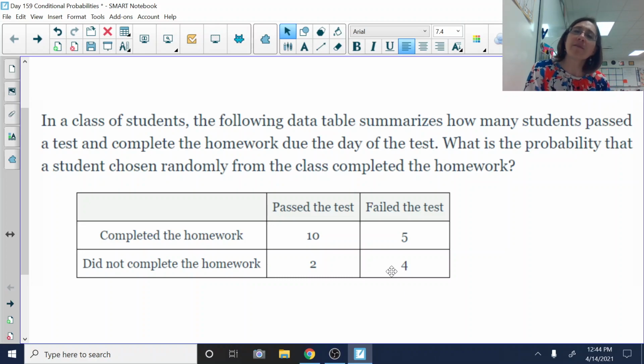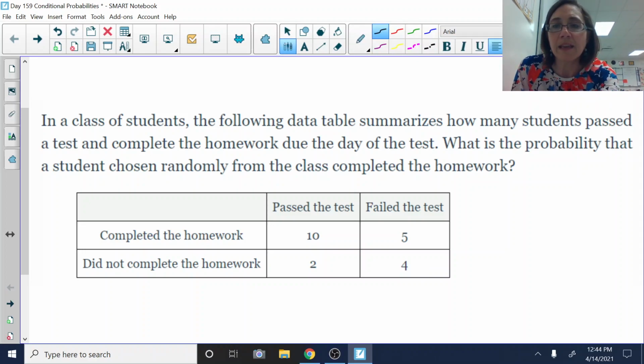I wonder if from this we could figure out how many kids are in this class. Well, we had 10 kids here, 5 over here, that makes 15. Another 2 kids here, so that's 17. And then 4 more. So we're talking 21 kids in this class. So we have 21 kids. I think I'll put that over here.